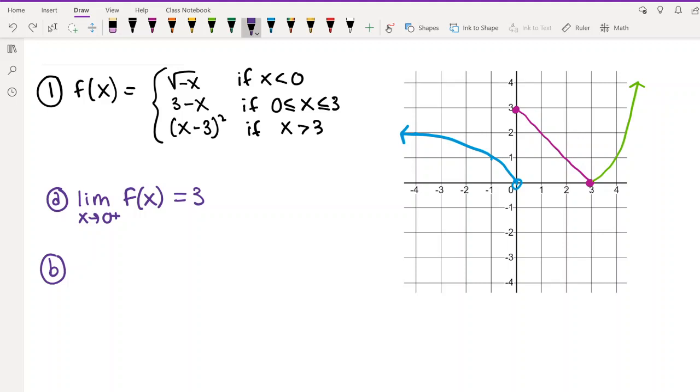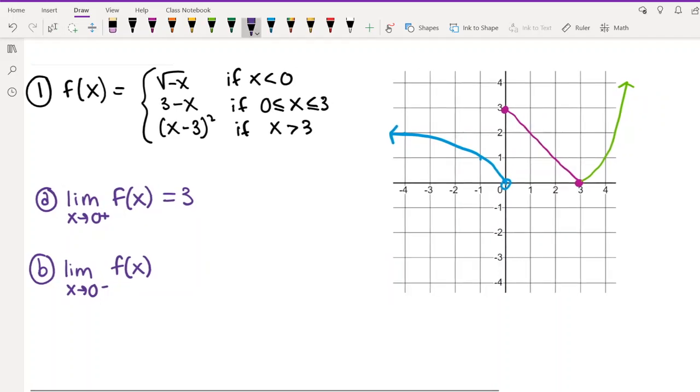Okay, so the next question is asking us for the limit as x approaches 0 from the left of f of x. So again, let's start by looking at the graph, and then I'll explain how you could do it without the graph. Looking at the graph, we ask: as x is getting closer and closer to 0 on the left of 0, where is the function heading? In this case, it's heading to a y value of 0, if we look at the graph.